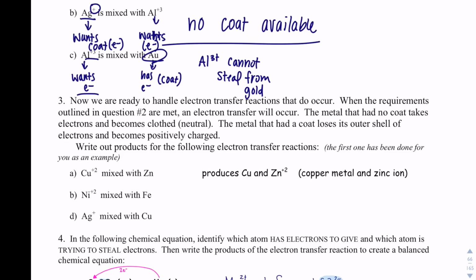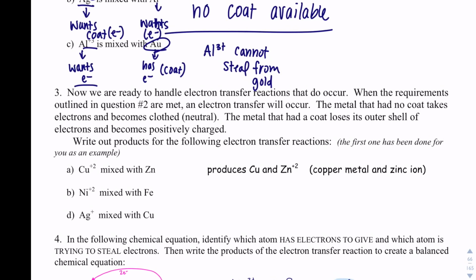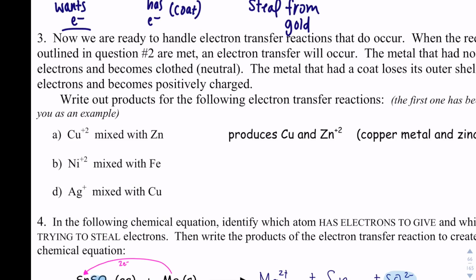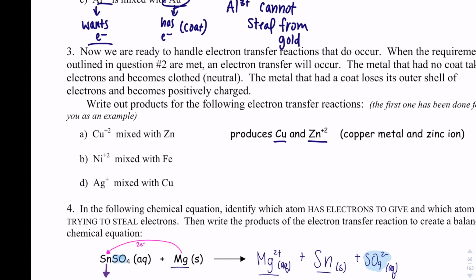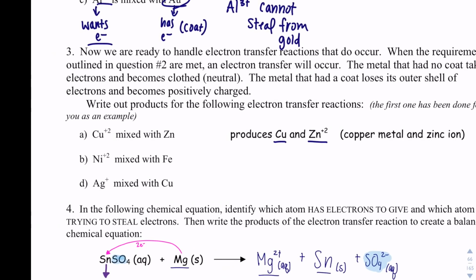Now we're ready to handle electron transfer reactions that do occur. When the requirements in question 2 are met, then a reaction will take place. The metal that does not have a coat will take the electrons and become neutral, and the metal that lost its electrons will become charged. So we need to write out the products of our reactions. So copper 2+ is mixed with zinc. That will make a neutral copper and a charged zinc. Zinc only has 2 electrons to give away, and copper is going to take both of them.